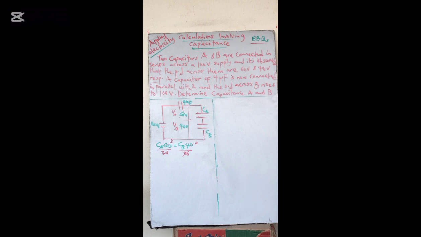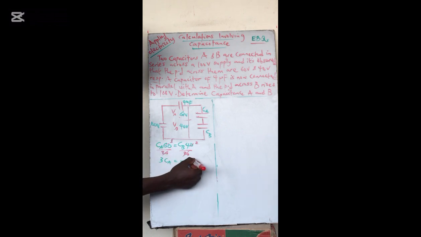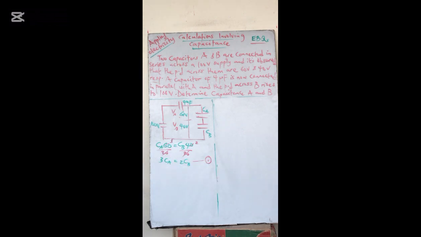So here we are having 3CA equals 2CB. Let's leave it like that so that when we get our second equation we can know where to insert. So let's call this equation 1.